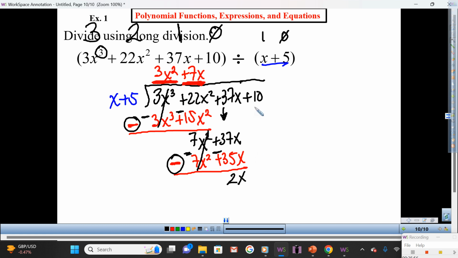Are we done? No, Mr. Q. We bring down the what? Plus 10. Bring that down. Let's do this next step together. Plus 10. And we start all over.